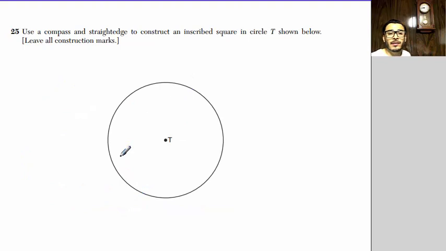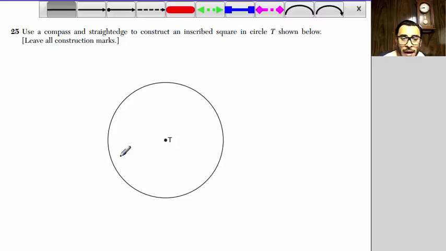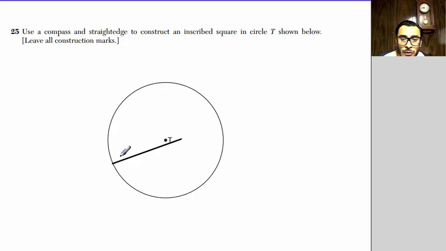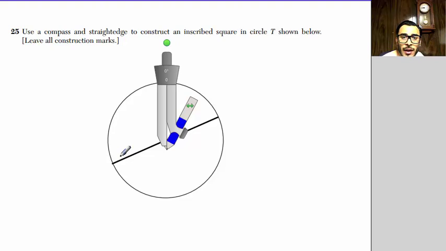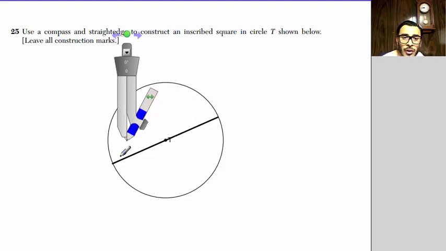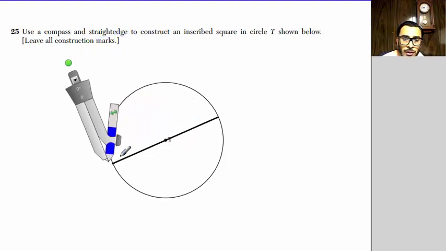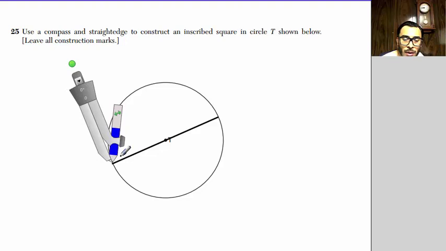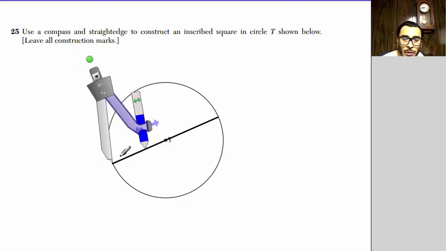Moving on. 25. All right, so we finally got to these part 2 questions. What do they want us to construct? Construct an inscribed square. All right, so to make an inscribed square, you have to draw the diameter. So you're going to take a ruler and draw a line that goes through the center of the circle. And then you're going to take your compass and construct the perpendicular bisector the way I'm showing you how to do it.